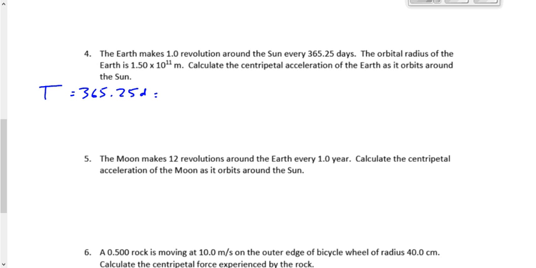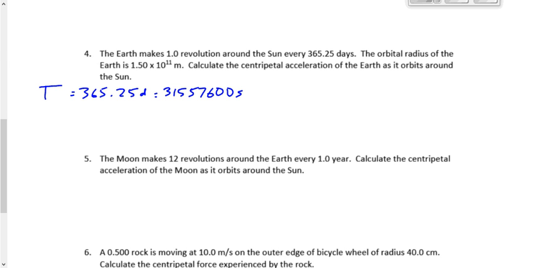365.25 days. Although we're going to want to convert that to seconds, right? We don't want to be in days here. Convert it to seconds. Let's multiply it by 24 to get hours, then by 60 to get minutes, and then by 60 again to get seconds. When I do that, I end up with a value in seconds of 31,557,600 seconds. That's a lot of seconds, eh?